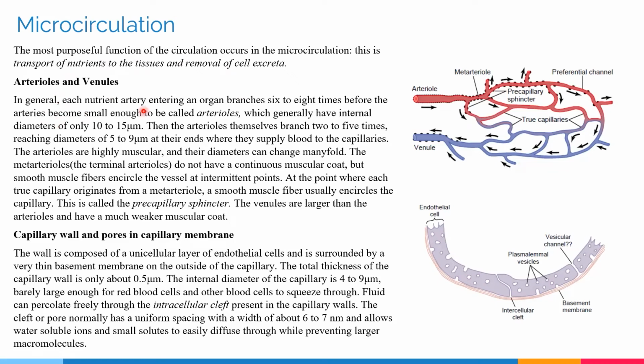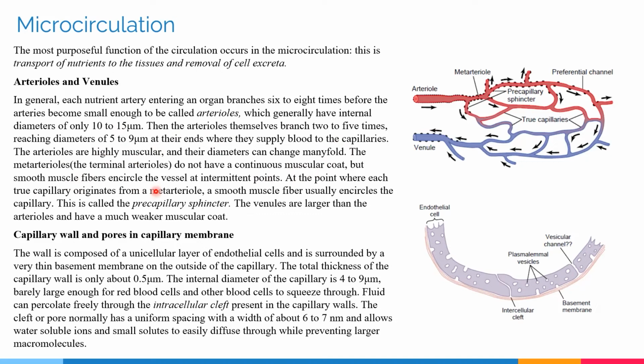In general, each nutrient artery entering an organ branches 6 to 8 times before the arteries become small enough to be called arterioles, which have an internal diameter of only 10 to 15 micrometers. Then the arterioles themselves branch 2 to 5 times to reach a diameter of 5 to 9 micrometers at their ends, where they supply blood to the capillaries. The arterioles themselves are highly muscular and their diameters can change manifold. The meta-arterioles or the terminal arterioles do not have a continuous muscular coat, but the smooth muscle fibers encircle the vessel at intermittent points.